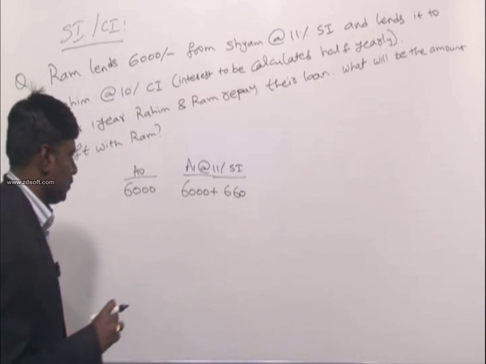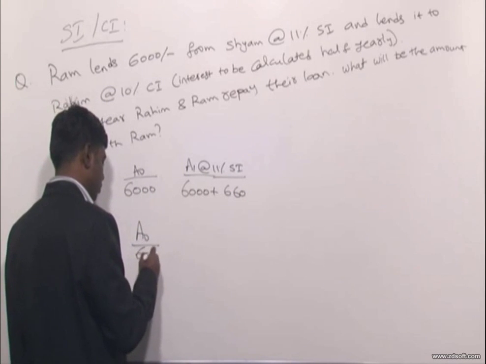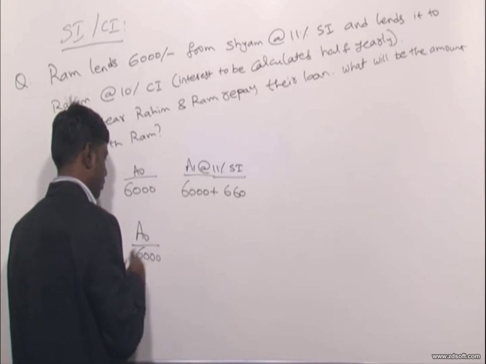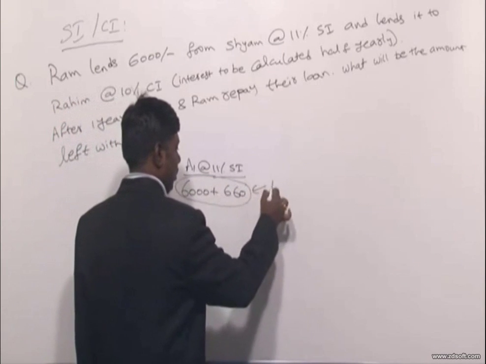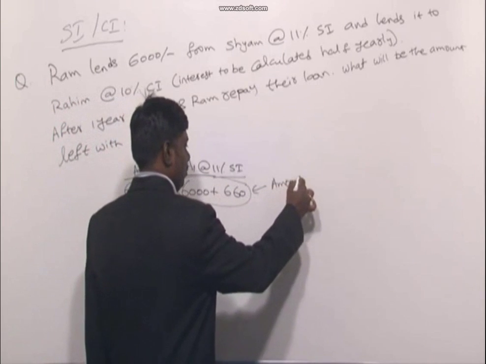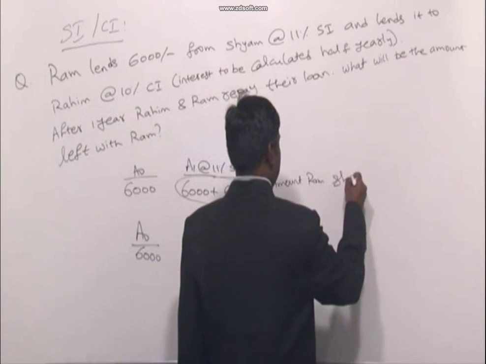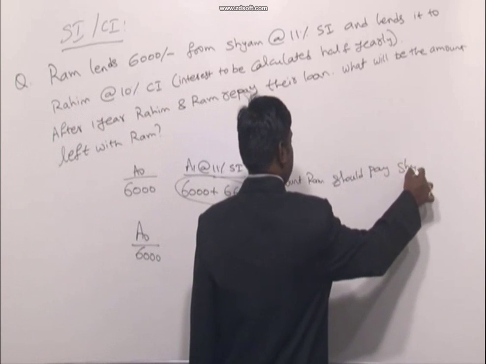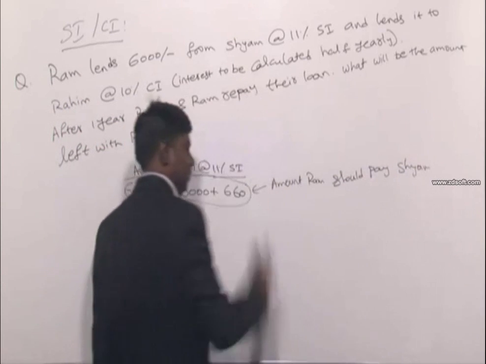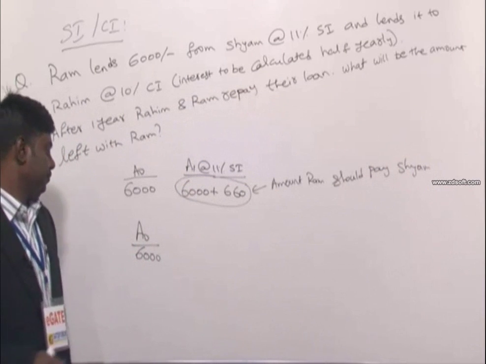Right? Now, A0. So, how much Sham has to pay? Amount Ram should pay Sham. So Ram has to pay this much amount. Now let us consider how much Ram is getting from Rahim.